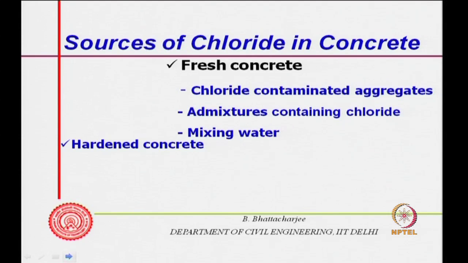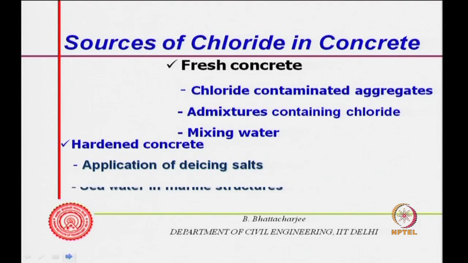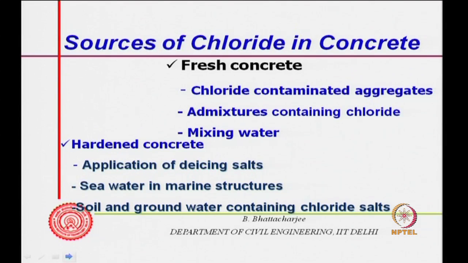And then in hardened concrete, of course, chloride can come from outside. De-icing salts, that is very common in Europe, developed northern countries, Europe or the United States of America. Chloride salts were used as de-icing salts. Seawater or marine structures, chloride can come, we have discussed this earlier, and soil and groundwater containing chloride salts. So, these are sources of chloride. These are called internal chloride, and these are external chloride which will come through ingress.